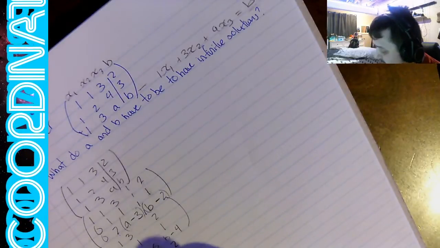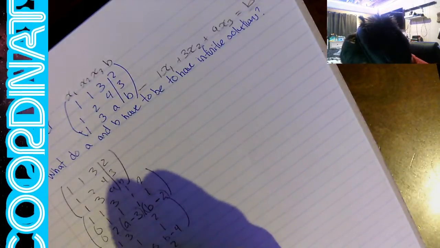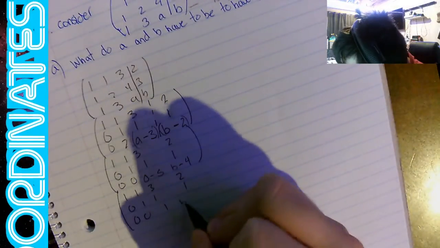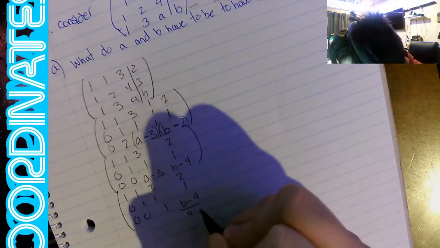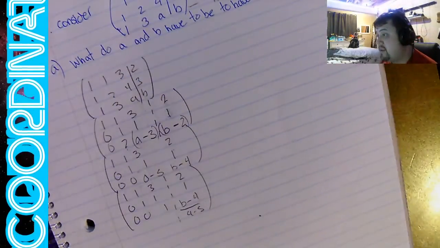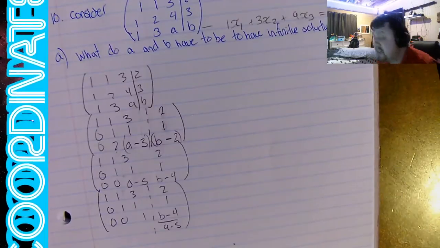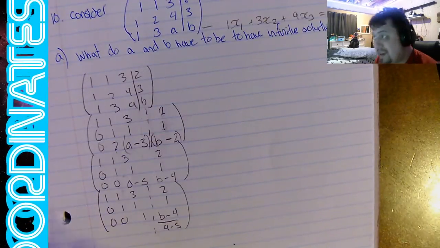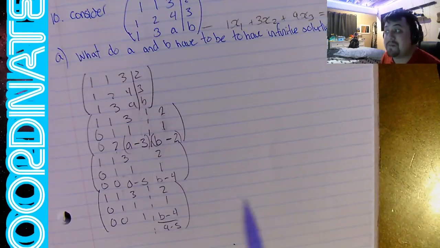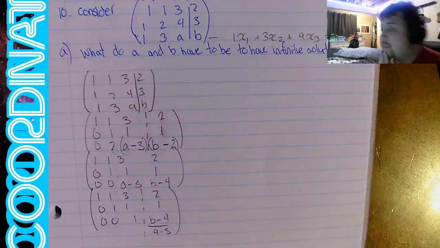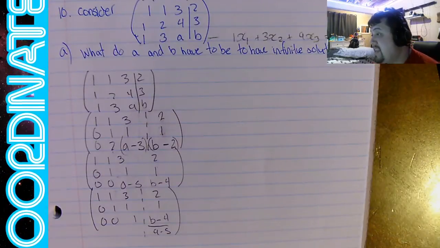And I'm going to divide this by a minus 5. So a minus 5 over a minus 5 is going to give me that 1. And b minus 4 over a minus 5 is going to be in that column. And look at that, we have our 1s now. This means that x3 is equal to this, but hey, that is perfect. That's what we're looking for. We want a parameter, and this is how we're going to get our parameter.